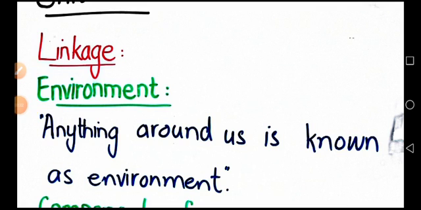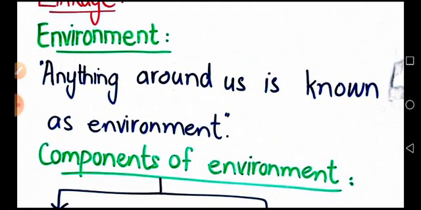Students, do you know what is environment? Environment is anything around us. We can say that anything around us is known as our environment. So all those things which are available or which are present around us is known as our environment.